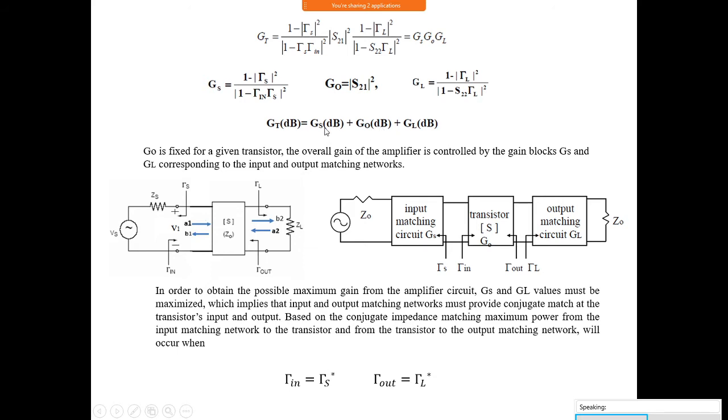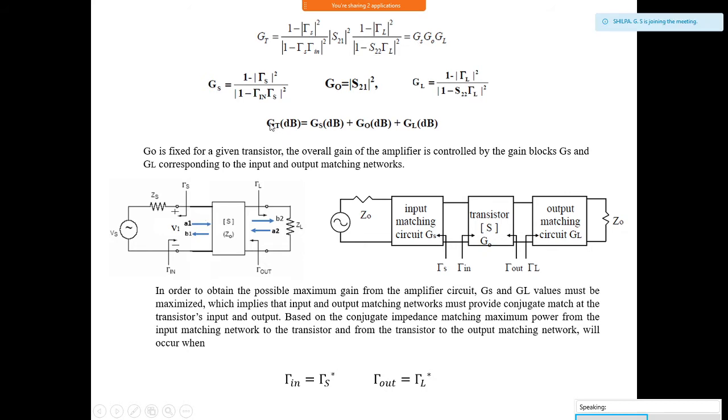So 4 dB from here, 4 dB from here we needed. Example, okay. So can we get GS equal to 4 dB? Can we get GL equal to 4 dB? That we have to see. Maximum values of this GS and GL, we cannot take any value here.